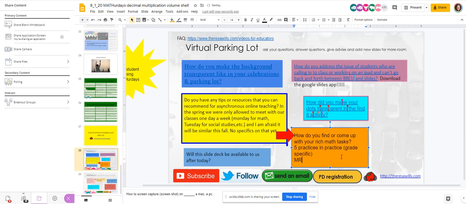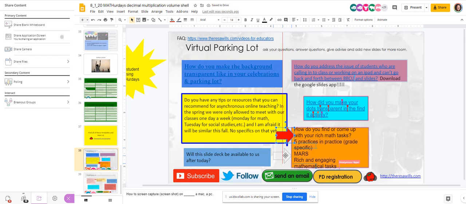You might also check out MARS and Rich and Engaging Mathematical Tasks. There's a couple books, and MARS is a website that you can check out as you're developing these.